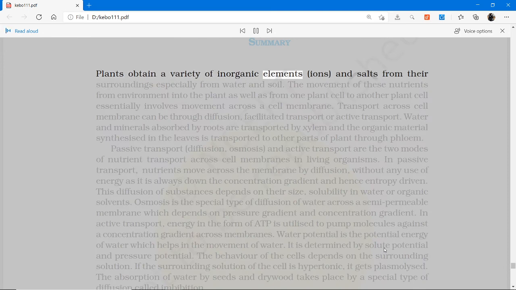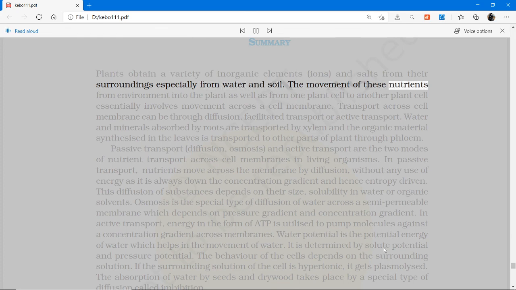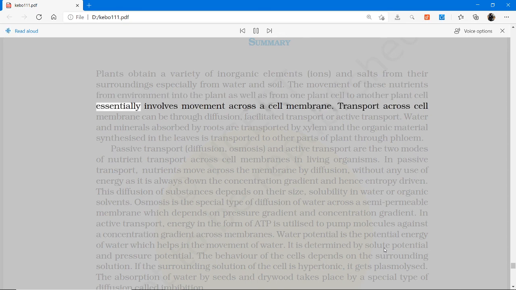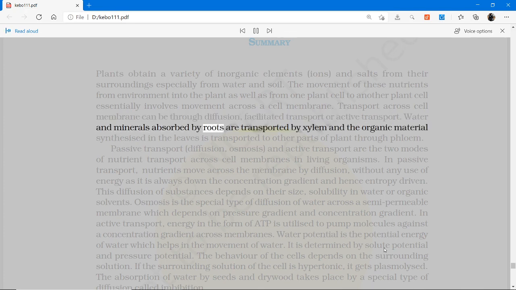Summary. Plants obtain a variety of inorganic elements, ions, and salts from their surroundings, especially from water and soil. The movement of these nutrients from environment into the plant as well as from one plant cell to another plant cell essentially involves movement across a cell membrane. Transport across cell membrane can be through diffusion, facilitated transport, or active transport. Water and minerals absorbed by roots are transported by xylem, and the organic material synthesized in the leaves is transported to other parts of plant through phloem.